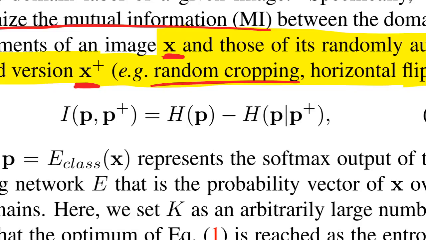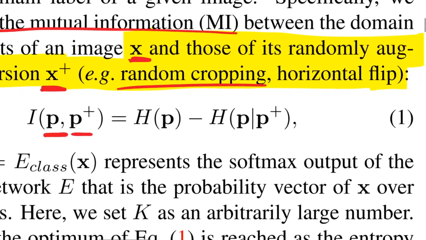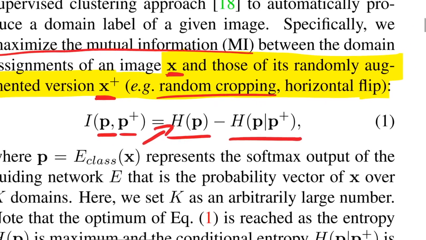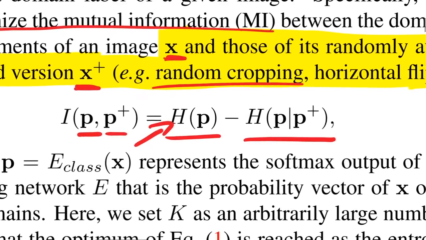So what we'll have to say is we want to maximize the mutual information between the output distribution of the image and the output distribution of the augmented image. Now that entails the following two quantities. There's the entropy of P, and there's the conditional entropy of P given P augmented. First of all, it means we want to maximize the entropy of P. And that's supposed to be over the entire data set. So this is the entropy over the entire data set X.